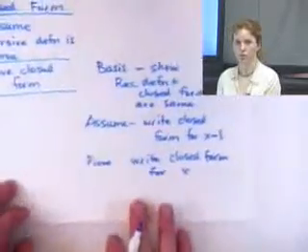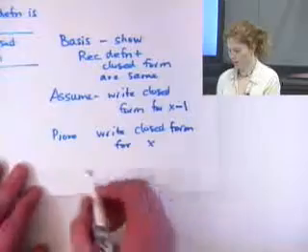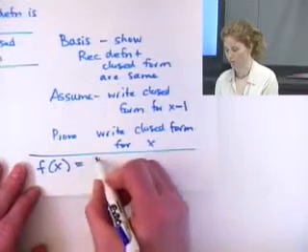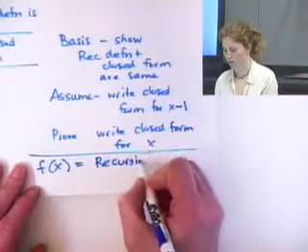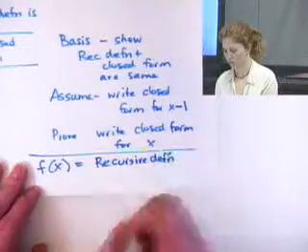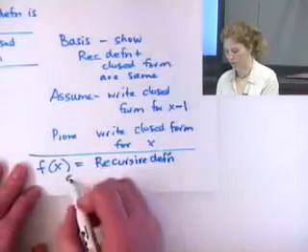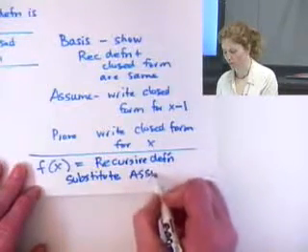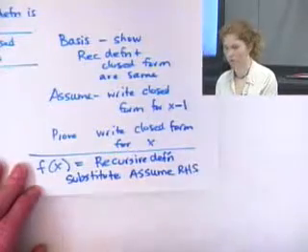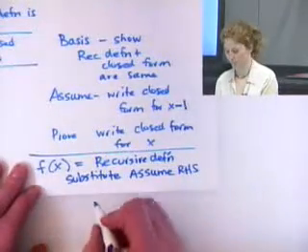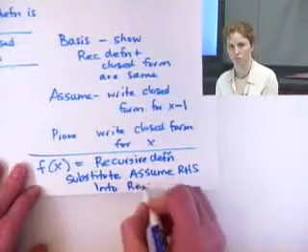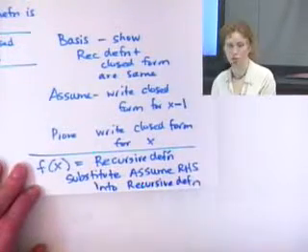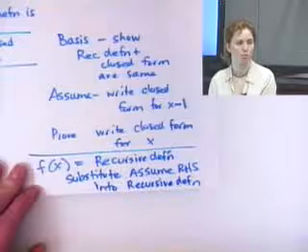And then after you've done the proof statement, you start with f of x equals, and then you use the recursive definition, right? And then we substitute the assumed right-hand side into that recursive definition. And the final step is just to do the algebra until we get the right-hand side of what we're trying to prove.